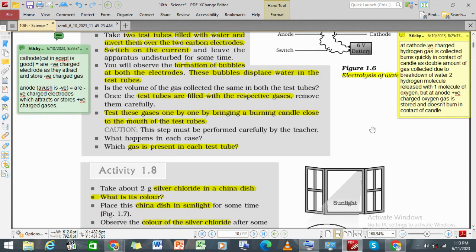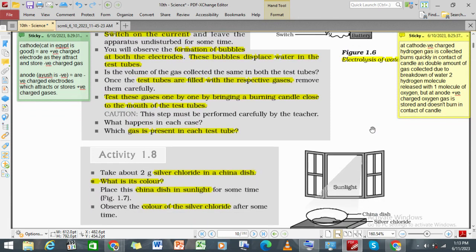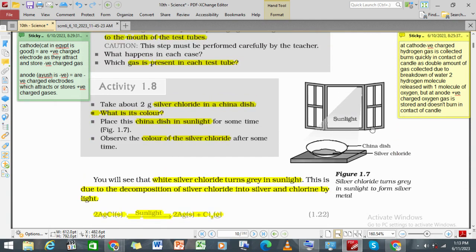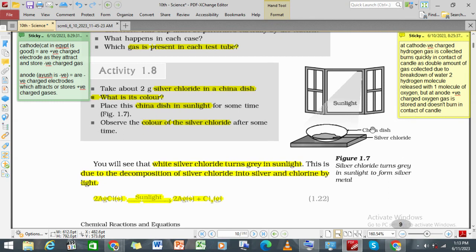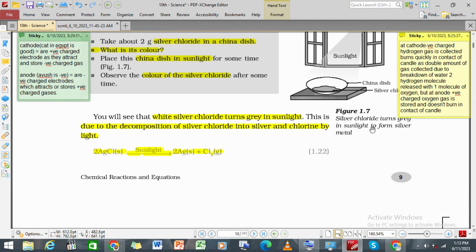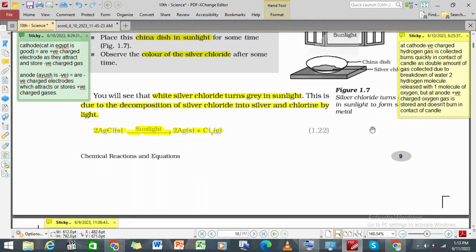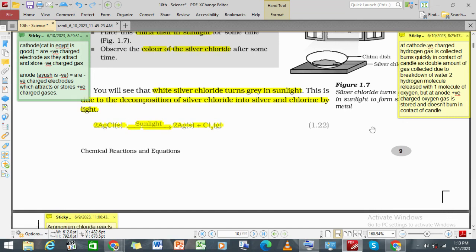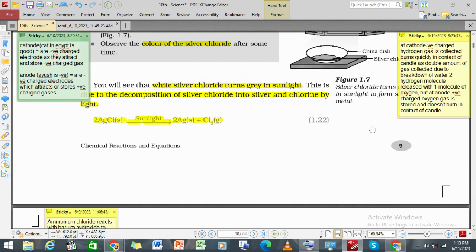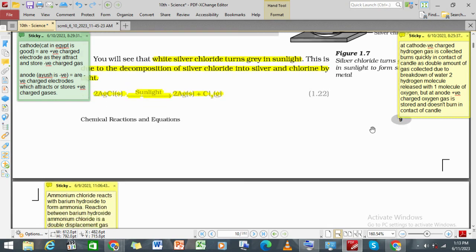So this is what happened. We see that more hydrogen is created at the cathode side, while less oxygen has been created on the anode side. Now, silver chloride is in a china dish, and we have shown it sunlight. What happens? We will see that the white silver chloride turns gray in sunlight due to the decomposition of silver chloride into silver and chlorine by light.